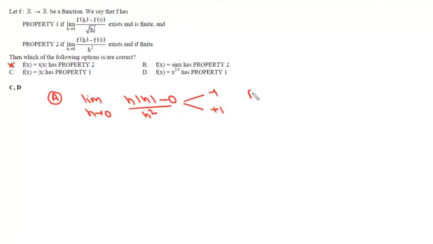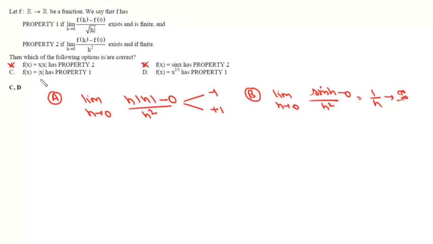Now if we look at this option B, it says sin x has property 2. So again we look for this limit h tends to 0, f(h) is sin h minus 0 upon h square. Now sin h upon h is 1, and here will be this 1 by h, and 1 by h approaches plus infinity and minus infinity for h tends to 0 positive and 0 negative. That means this option B is also incorrect.